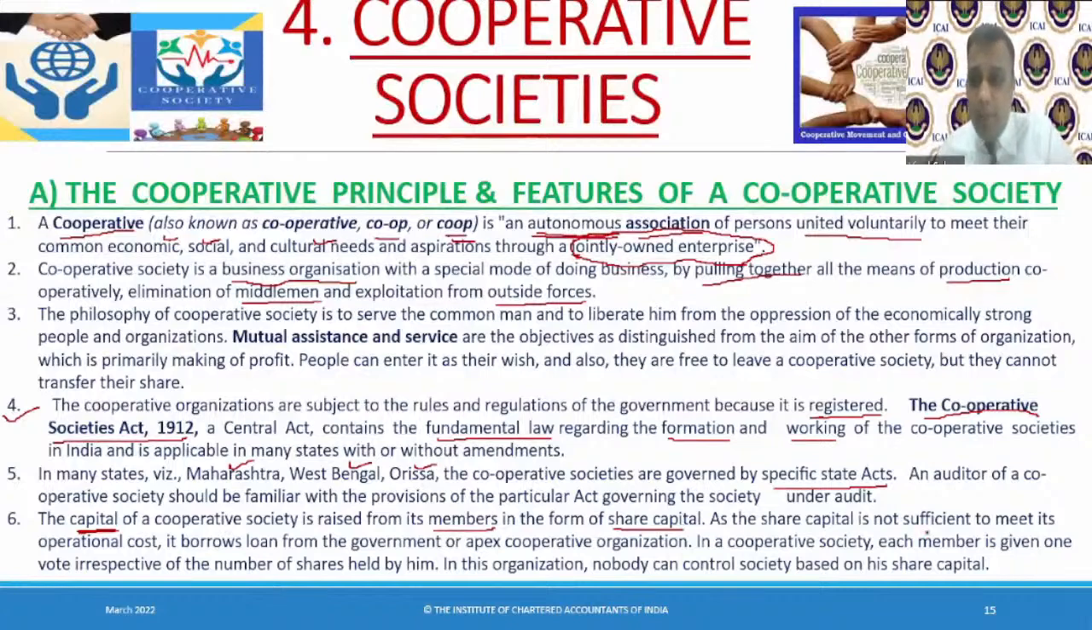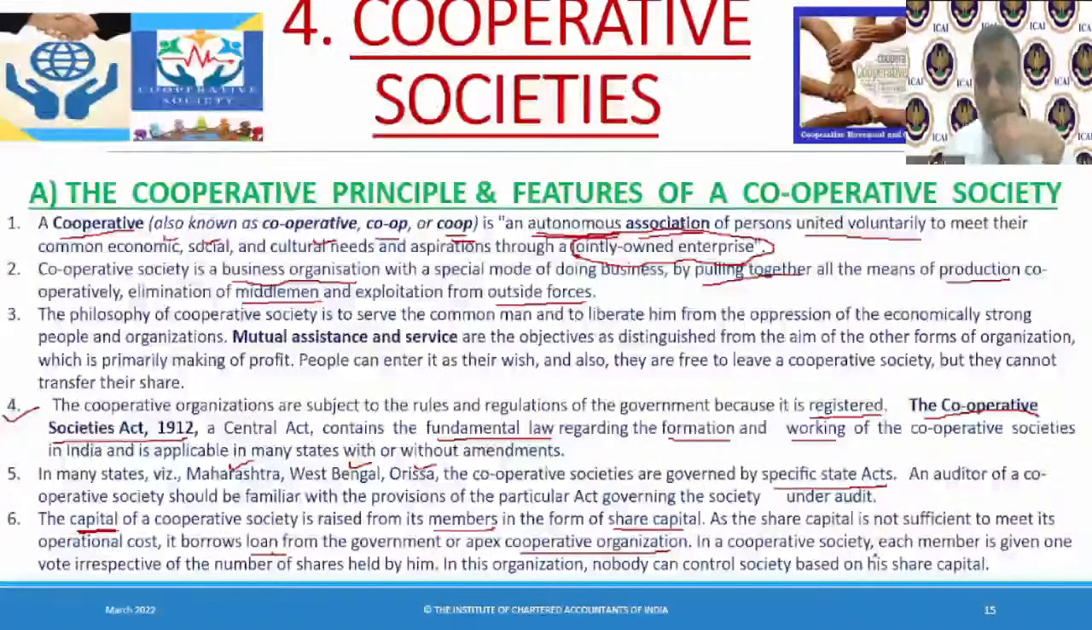As the share capital is not sufficient to meet its operational cost, it borrows loans from the government or apex cooperative organizations, the cooperative banks. The cooperative banks are the major source of finance for these cooperative organizations.